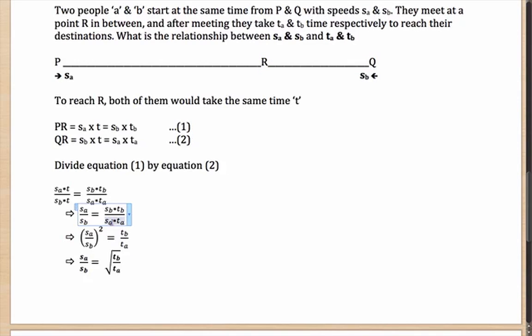Take this SA to the other side. It becomes SA square. Take this SB to the other side. It becomes SB square. Or overall, I have SA by SB whole square is TB by TA, which gives me the formula that I was looking for. SA by SB is root TB by TA. That is the relationship between SA, SB and TA, TB.